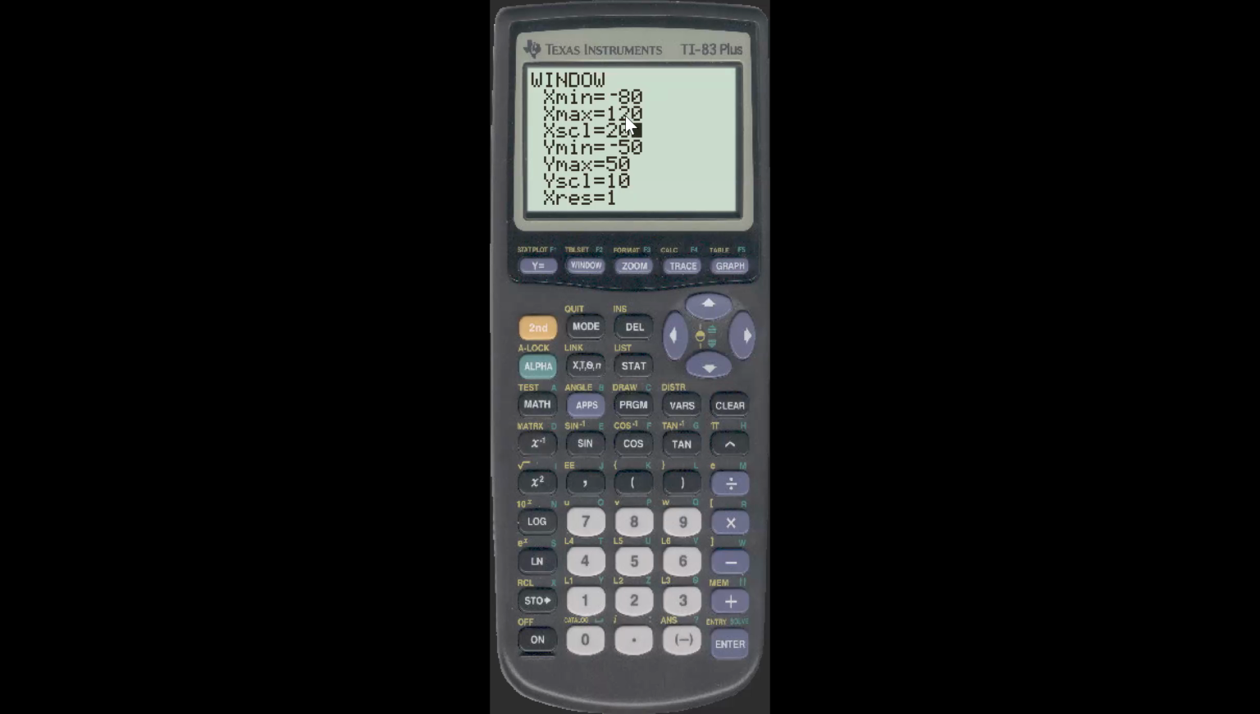Let me know when you've got these numbers. It's a little bit of a guess and check. Do you have these numbers in? I'm getting it down. There we go. The graph should look something like that.